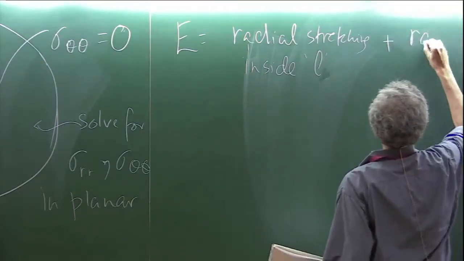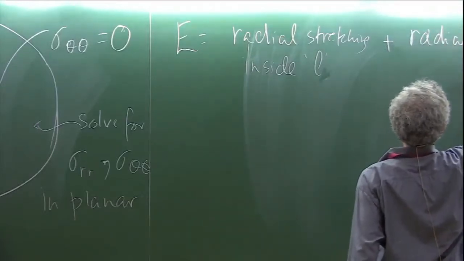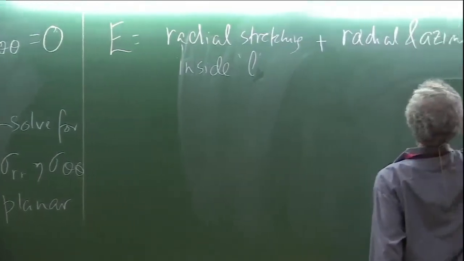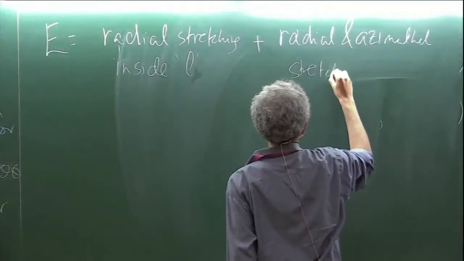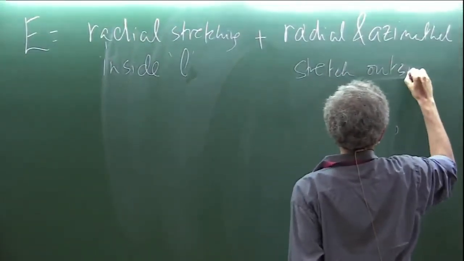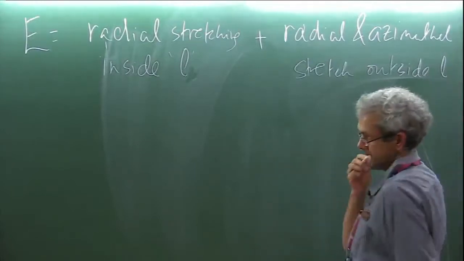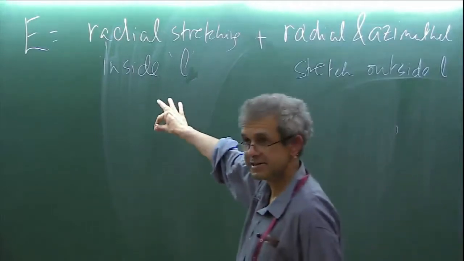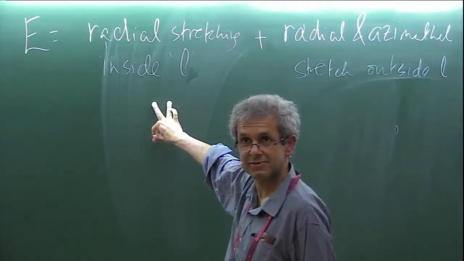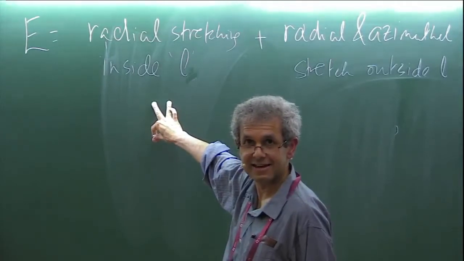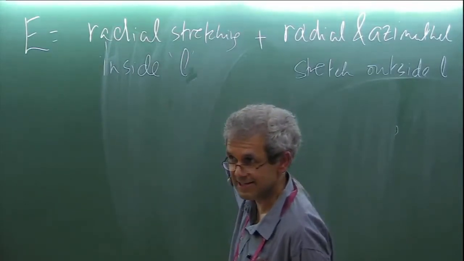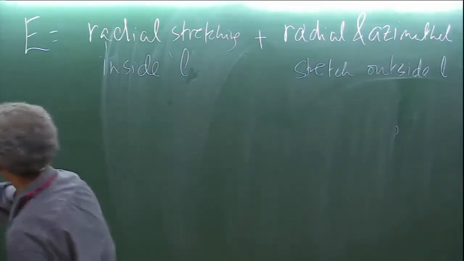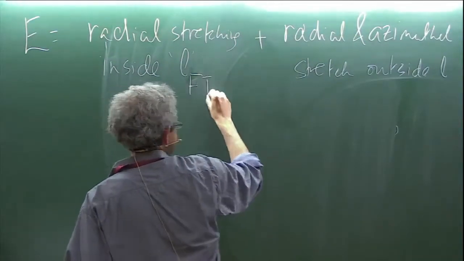plus radial and azimuthal stretch outside L. Okay? Still no wrinkles. At least no wrinkles explicitly. No wrinkles that cost energy. There are actually wrinkles hidden over here. When I say there's no azimuthal stress, that's the wrinkles taking care of it. But there's no wrinkles in the algebra. You've set bending equal to 0. And then you minimize this and you find, let's call it L far from threshold.